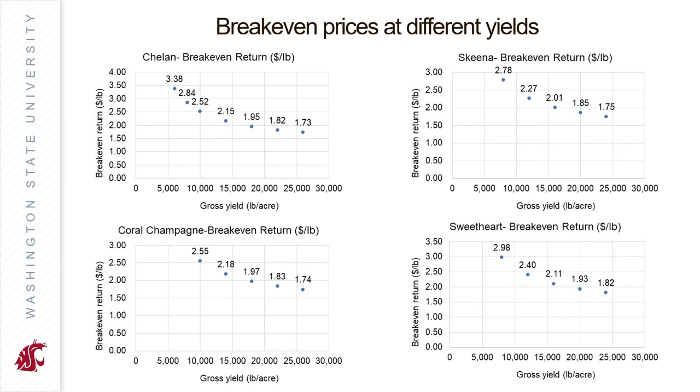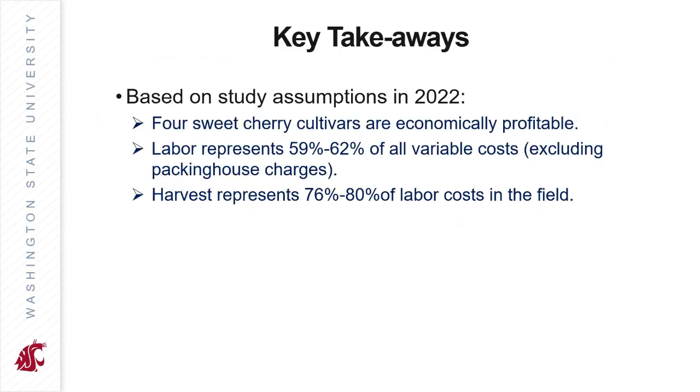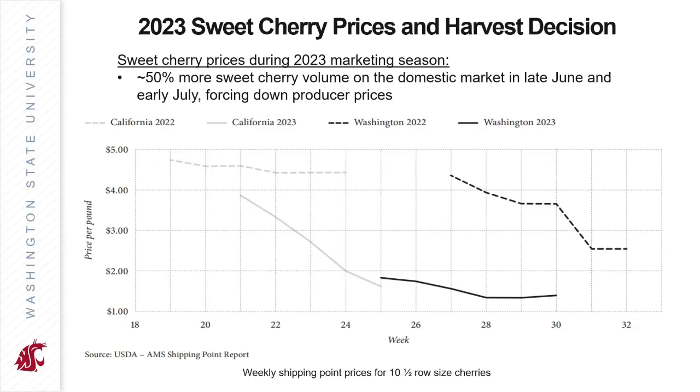So the takeaway from this study, I guess we have a consensus that 2022 was a profitable year, 2023 was not the same. Labor represents about 60% of all the variable costs in the field, and of all those costs, about 80% is for harvest. Now, we're going to talk about what happened in 2023.